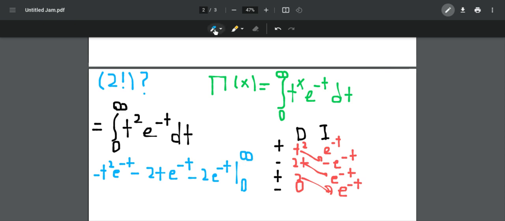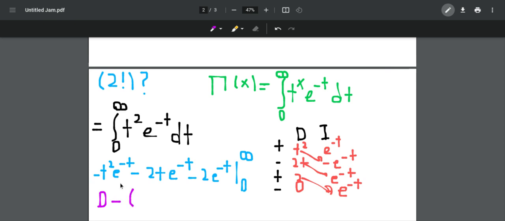Okay, so evaluating it at infinity, what do we get? Because e to the negative t grows way faster than t squared, it actually dominates. So as t approaches infinity, if you take the limit, e to the negative infinity goes to 0. So this part just goes to 0. Same with this part, again, it has an e to the negative t, so it goes to 0. Same as this part. So all of the parts evaluated at infinity are just 0. So we get 0 and then minus.